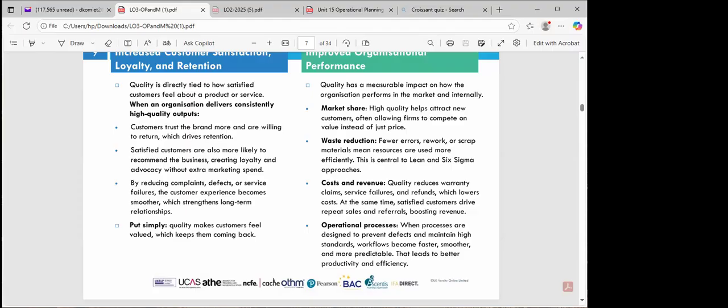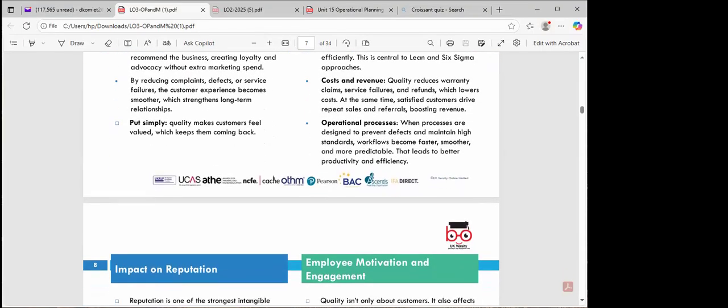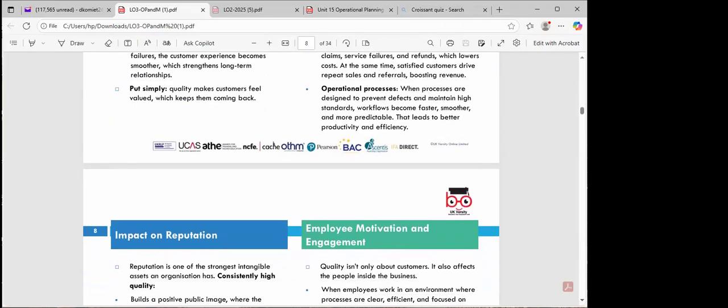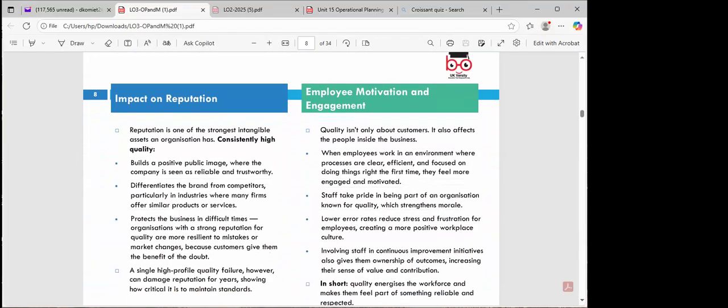Operational processes. When processes are designed to prevent defects and maintain high standards, workflows become faster, of course, smoother and more predictable. That leads to better productivity and efficiency. Impact on reputation.